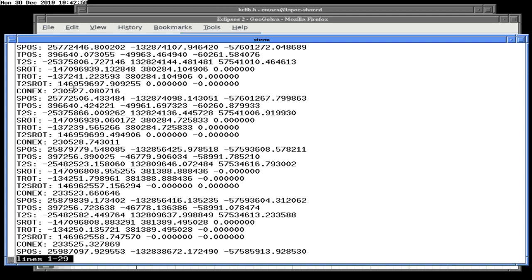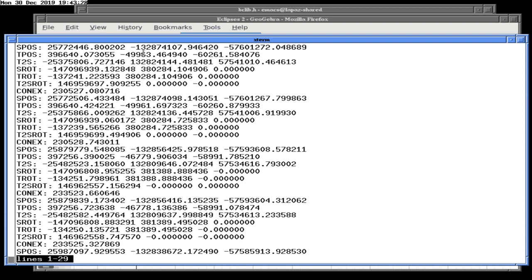Let's see. Okay, so it's to the west of S. Oh, sorry, S rot and T rot. That does not look good. Because these are both negative, I guess. Do I care? I mean, multiplying by negative one is not a rotation, but it is. It's like a flip.